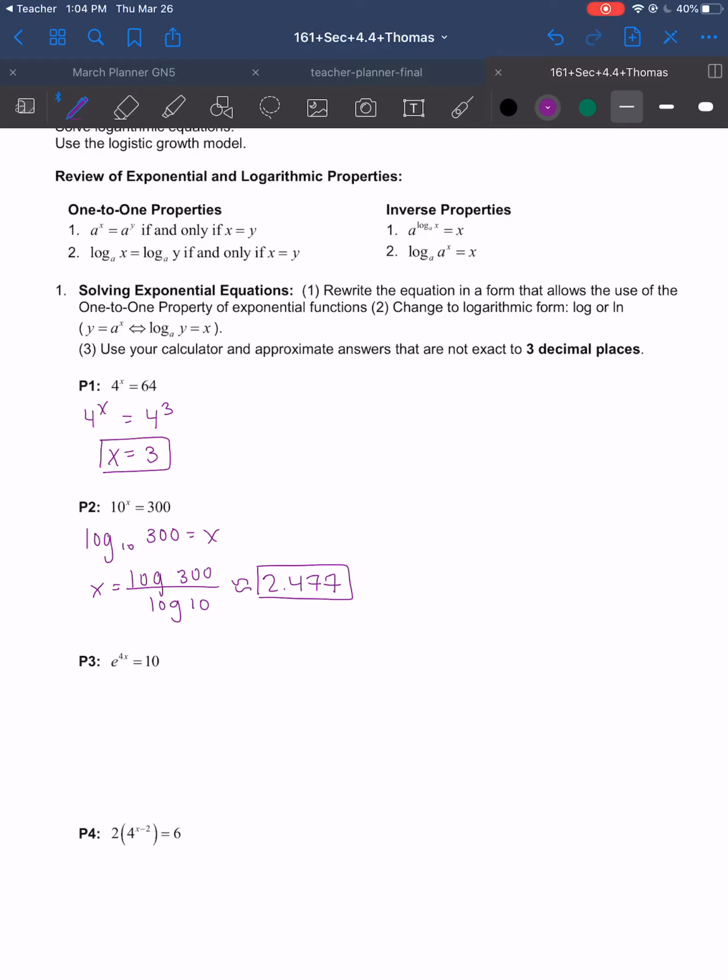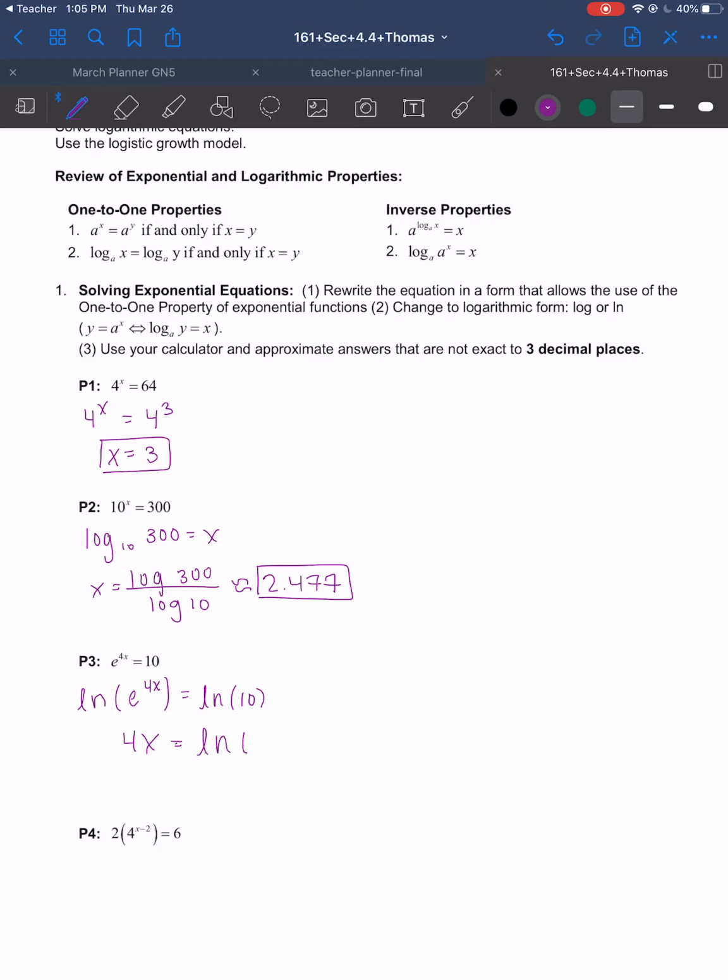Then, e to the 4x equals 10. I can't write 10 as a power of e. So I'm going to take the inverse of those. The inverse of e is natural log. So I'm going to take natural log of e to the 4x, and what I have to do to one side, I have to do to both sides, so I'm going to take natural log of 10 as well. Then the natural log of e to the 4x is just 4x, because the natural log and e cancel each other out.